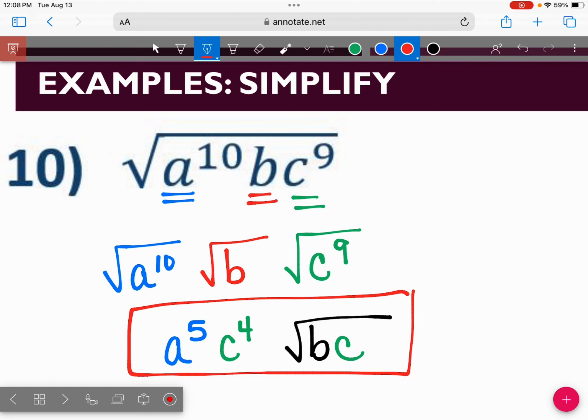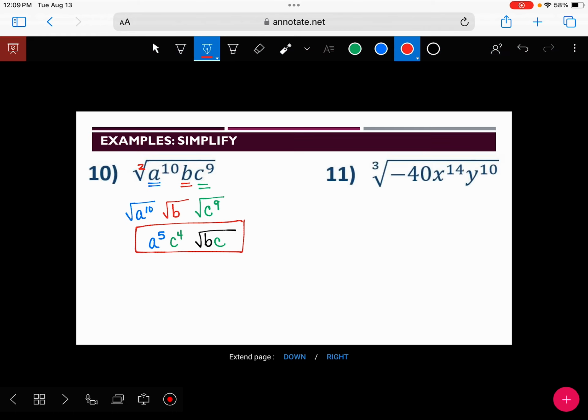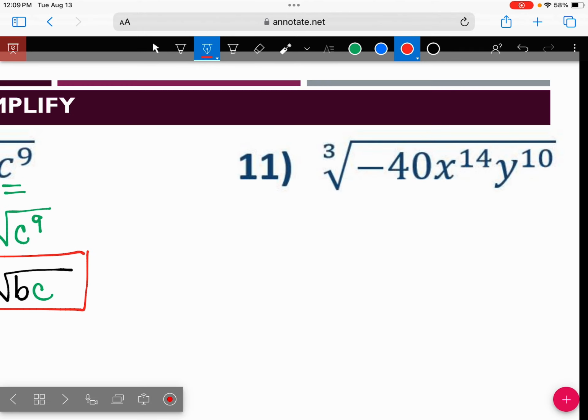And how do we know that we're looking for pairs? How did I know it's a 2? Because the common index is 2, this index right here. So whenever you don't see a number, you can write a 2. If you don't see a number, that means it's a 2. We're looking for pairs.